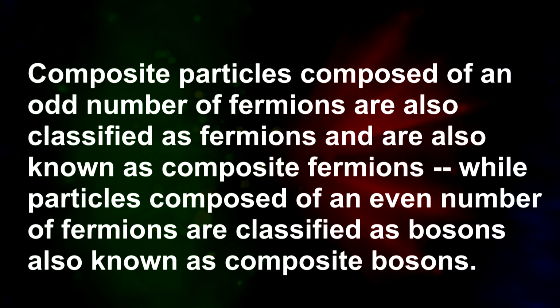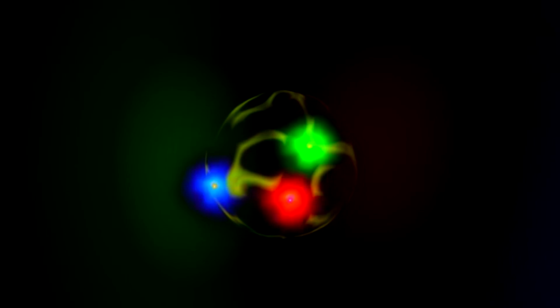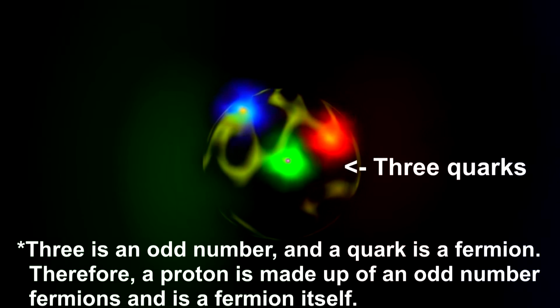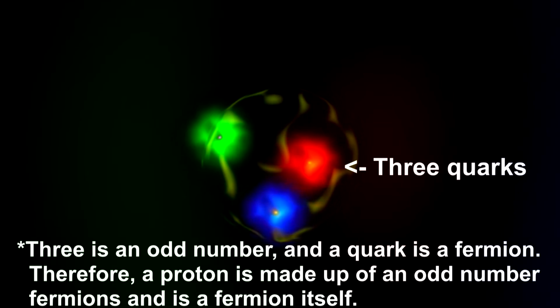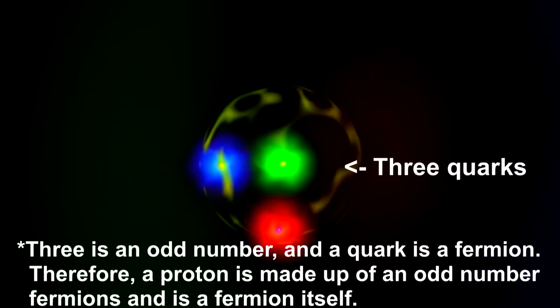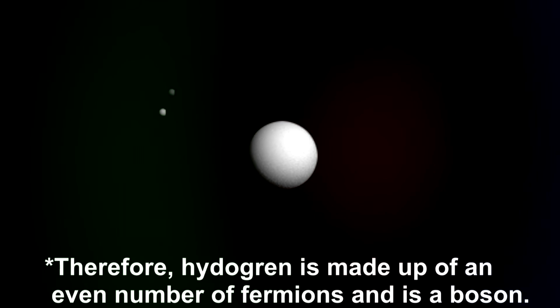You might want to hear that sentence again if you didn't get it the first time. A proton is composed of 3 existing quarks and therefore is considered a fermion with a half-integer spin, as it is made up of an odd number of quarks, which are classified as fermions. A hydrogen atom, on the other hand, is made up of 2 fermions, the proton and the electron, and is therefore considered a boson with an integer spin, as it is made up of an even number of fermions.